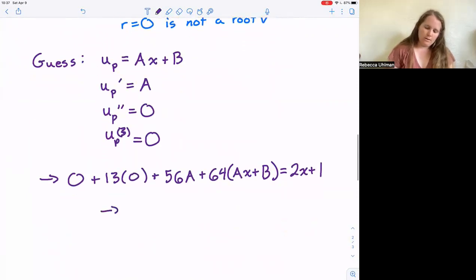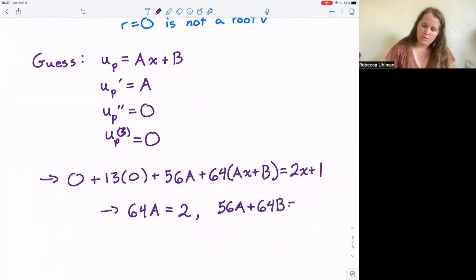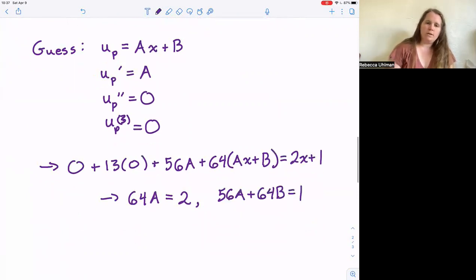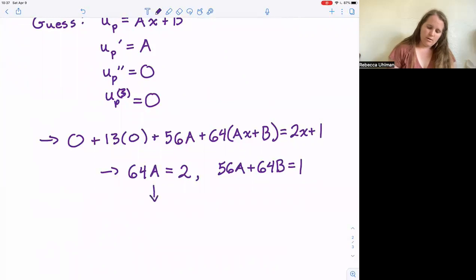So we have that 64ax should match the 2x, so 64a should be equal to 2. And 56a plus 64b should match that 1. So 64a equaling 2 tells us that a should be equal to 1 over 32.